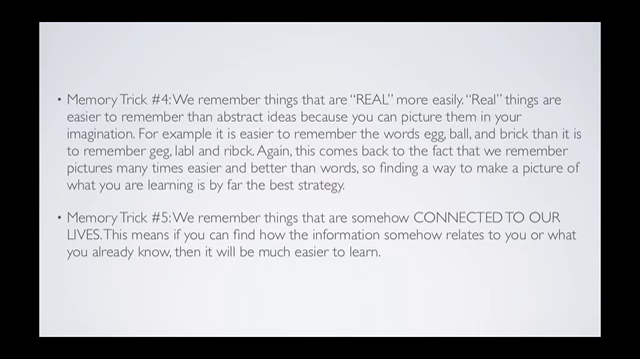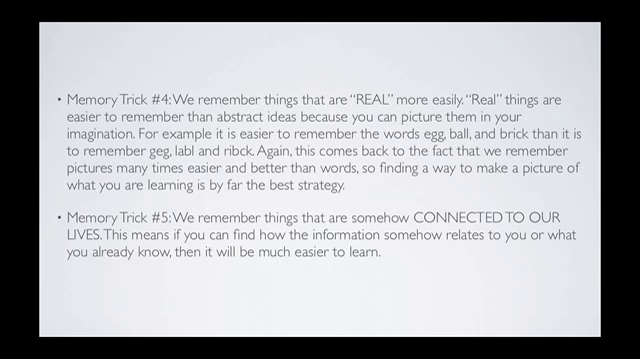Memory trick number 4 is that we remember things that are real more easily. Now real things are easier to remember than abstract ideas, because again you can picture them in your imagination. So for example, it's a lot easier to remember the words egg, ball and brick than it is to remember geg, label and ribk. And the reason is because egg, ball and brick are actually real things. They're tangible in the world, and when we say those words we can create an image of what they are.